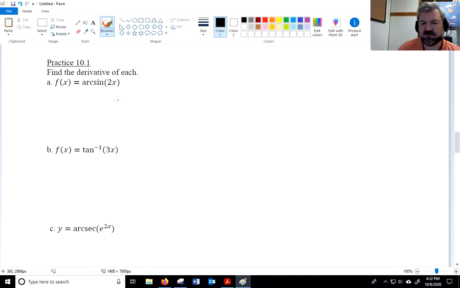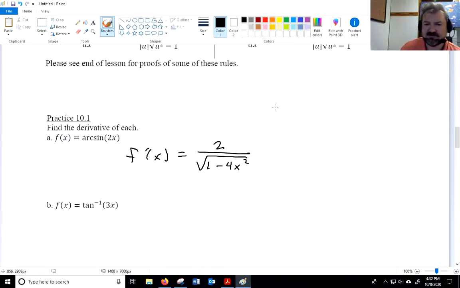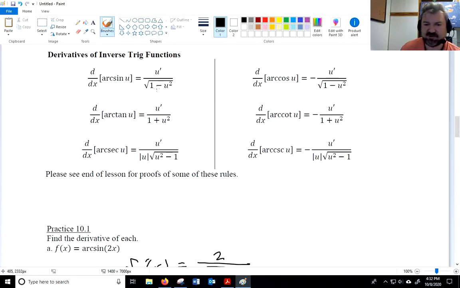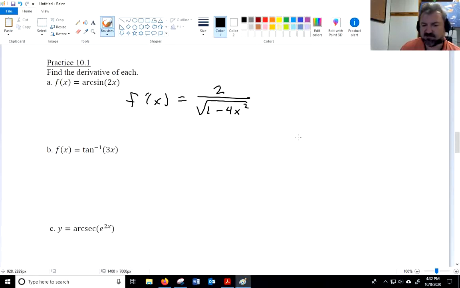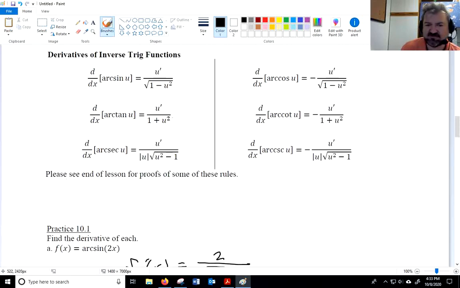Okay, the derivative of arcsine of u is u prime over the square root of 1 minus u squared. So f prime of x is u prime over the square root of 1 minus u squared, which is 4x squared. Remember, that's the formula right there. All right, what about arctangent? Well, the derivative for arctangent is u prime over 1 plus u squared, and it's not in a square root. Remember that? It's not in a square root.